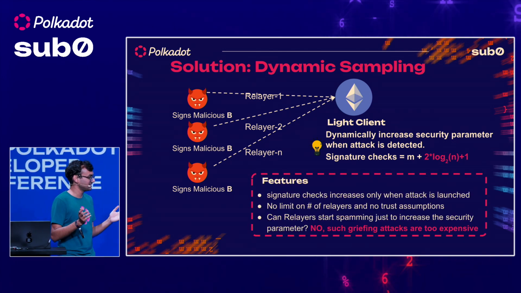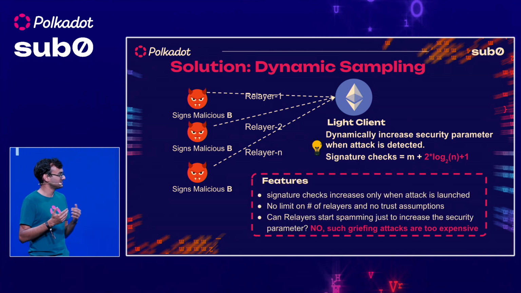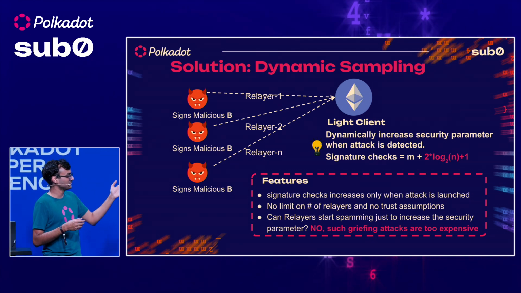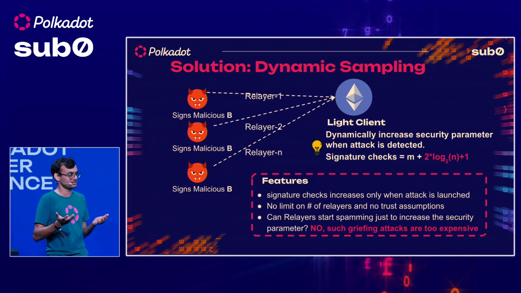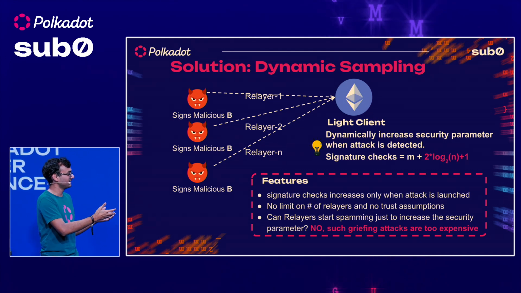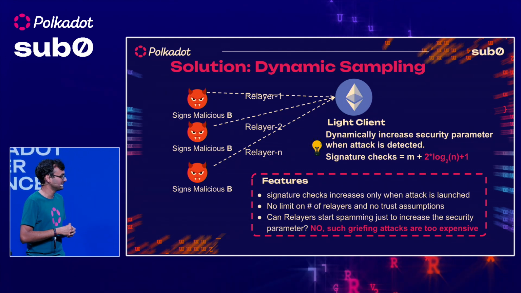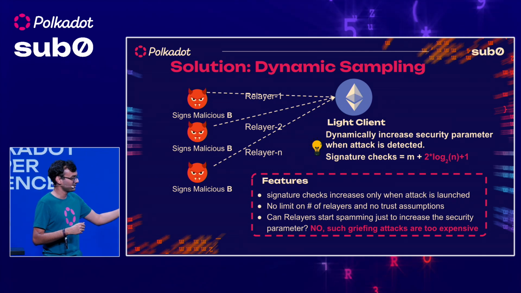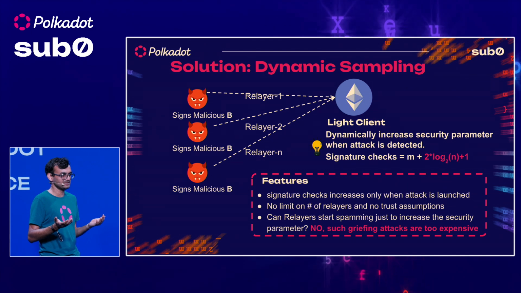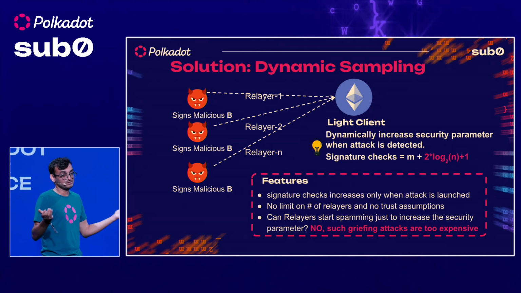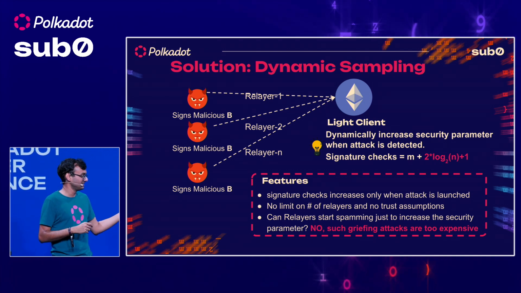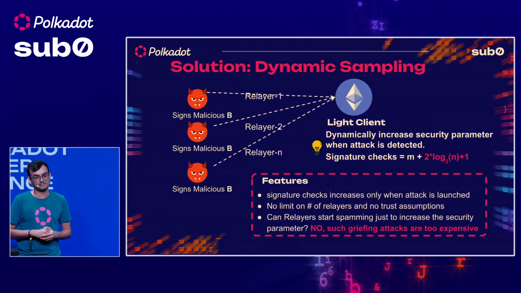So the key features are that the signature checks increase only when an attack is launched or detected. And with this approach, there is no limit on the number of relayers and no extra trust assumptions, right? So you can still have a lot of relayers, but if they all start sending you messages at the same time, you just increase the security parameter. And I already briefly mentioned: can relayers start spamming just to increase the security parameter? In principle, they can, but it's going to be super expensive for them, right? And again, since we assume rational behavior, such a griefing attack is not possible.